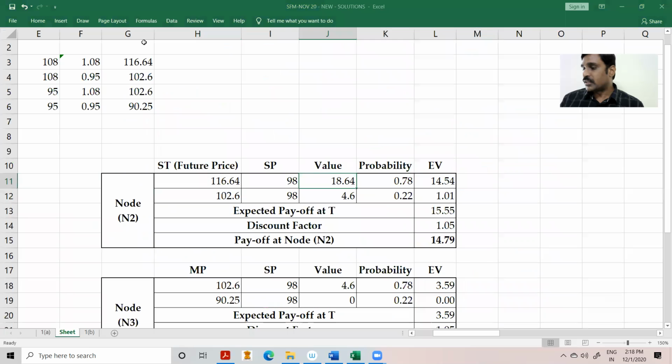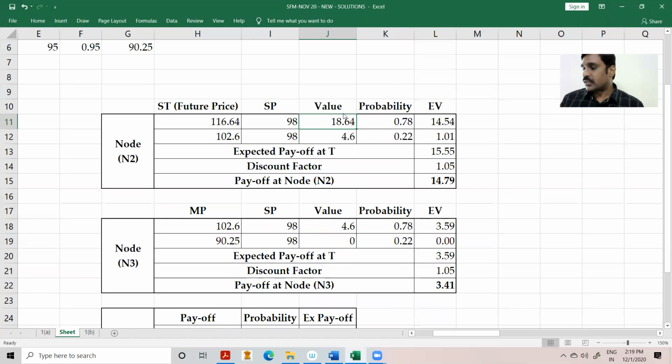How will I get this 18% profit? I have to purchase the stock at 98 from the call option and sell the stock in the market at 116.4. Therefore, I am ended up with 18.64. This 18.64 profit will be got only if the market price is this point. Only if the market price is 116.4, then you'll get 18.64.